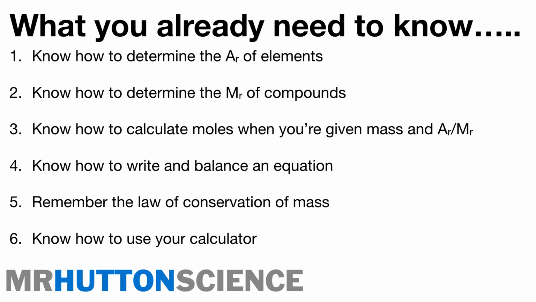Remember the law of conservation of mass. The mass of your reactants must equal the mass of your products. If it doesn't, then it's likely that you've gone wrong somewhere. And most importantly, really, know how to use your calculator. There's several different calculators out there. Make sure that you know how to use your one. Regularly, students will get the wrong answer because they've input something into their calculator incorrectly or just misread it.